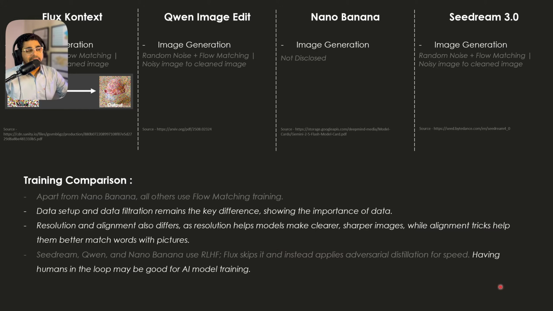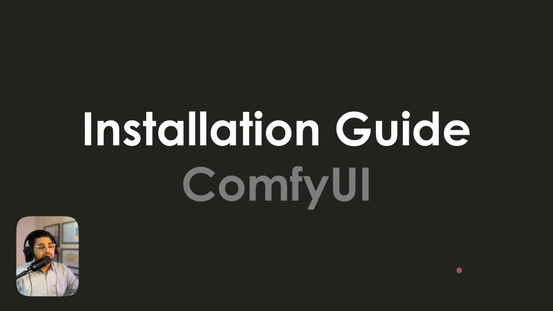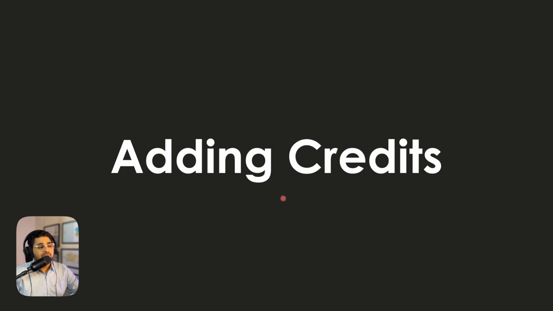Now that we are done with the technical part, let's see some of the fun things that we can do with these models. So the first step is we need to install some of the models in ComfyUI, and to do that we need to first add credits, because NanoBanana and Seedream need some money, otherwise it will not run. So first let's add some credit.